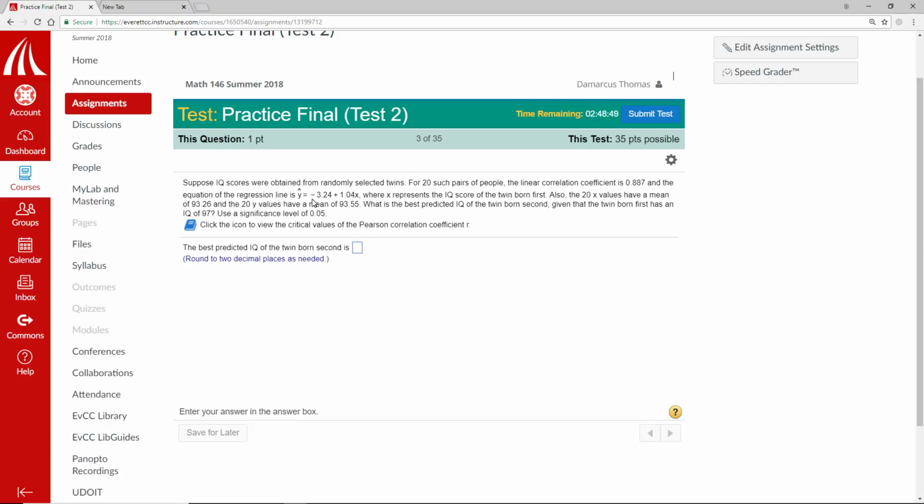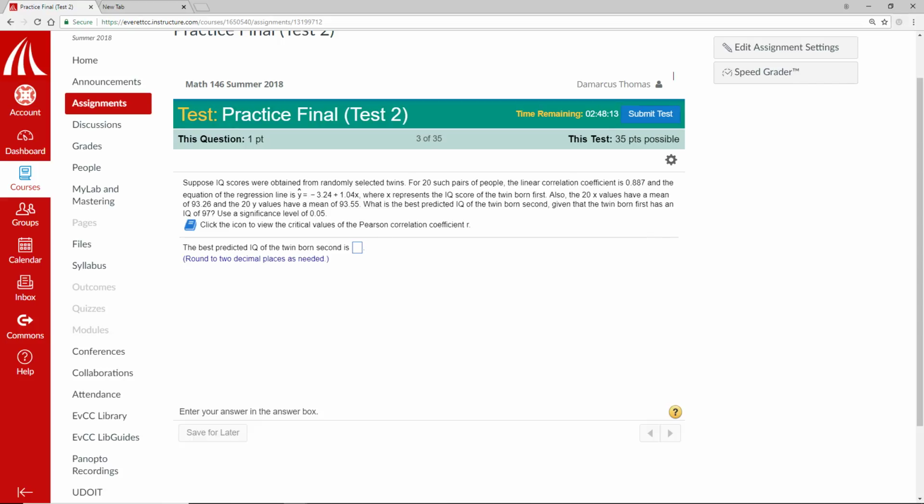Now, the only other thing you needed to know is if the correlation coefficient was not greater than the critical value, then you cannot use this equation to predict. And the best prediction would be the average of all the y values. I'm not going to use the average of all the y values for my prediction because I know that this regression line is the best predicted value. So what I'm going to do is plug 97 into the x and solve for the y.